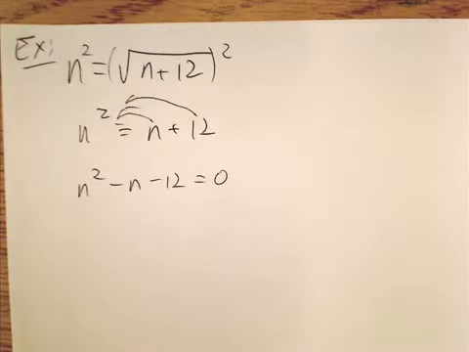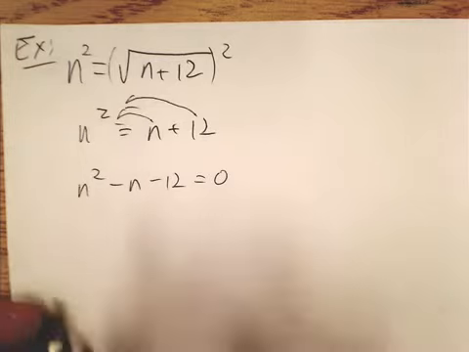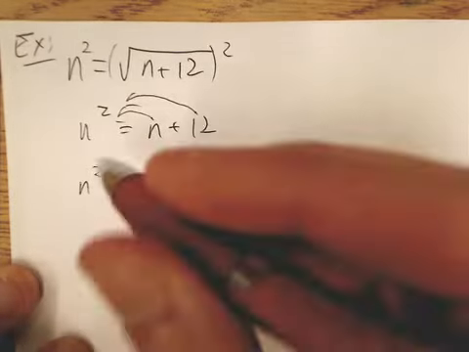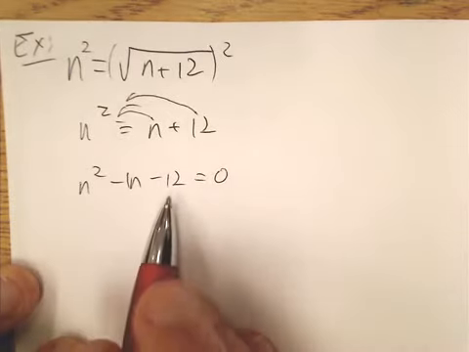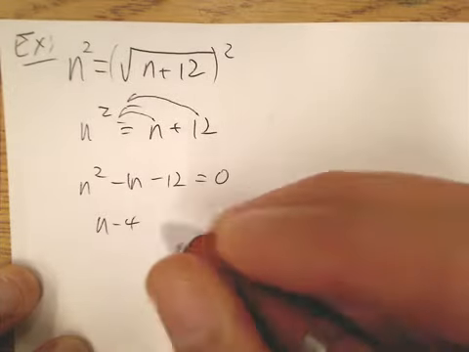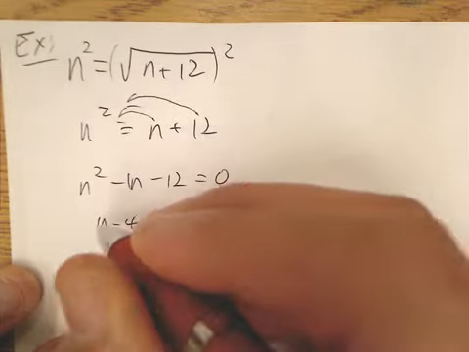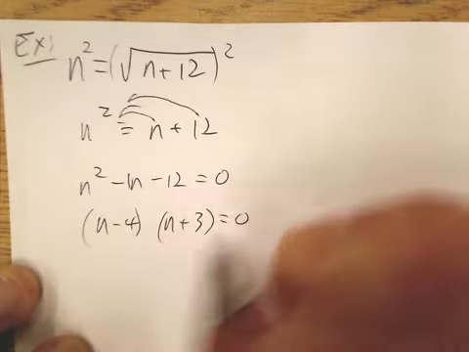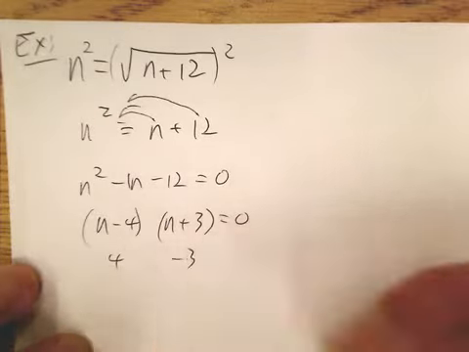Okay, from here we have a couple options. There's always our friend, the quadratic formula, that will work. But in this case, we can factor it. Factoring is a little bit easier. So there's a 1 there. Numbers that multiply to negative 12 and add to negative 1, that'll be n minus 4 and n plus 3. So my solutions are 4 and negative 3.